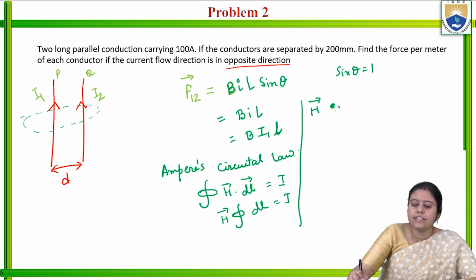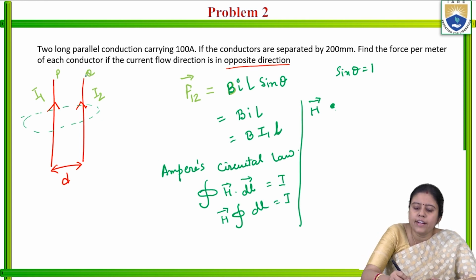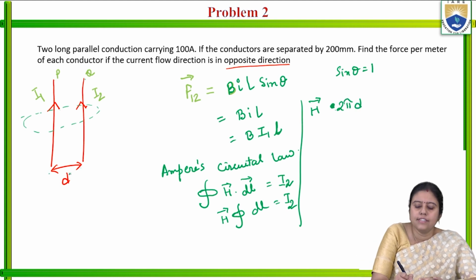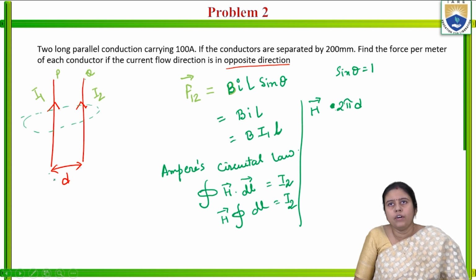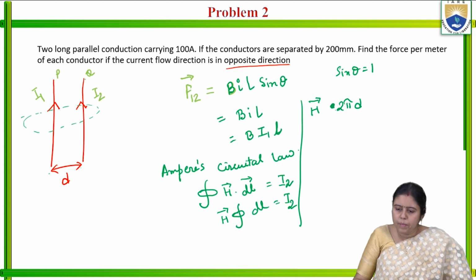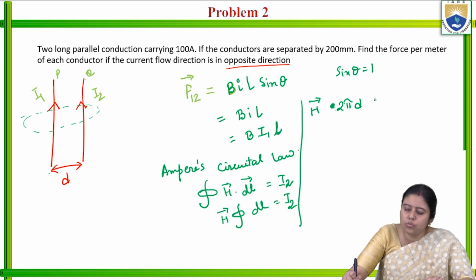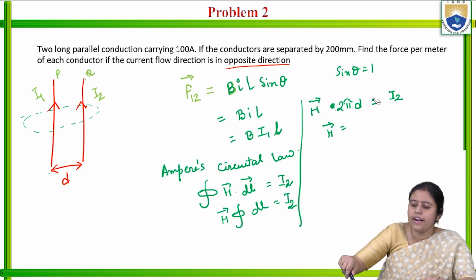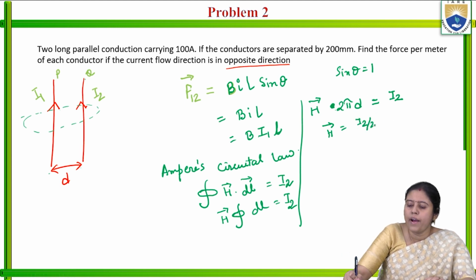So H, the distance between the two is 2 pi d, and what is the amount of the current? The current due to I2, this is our I2 current. H is I2 by 2 pi d. What is the d? D is the distance between the two current carrying conductors. So H is equal to I2 by 2 pi d.